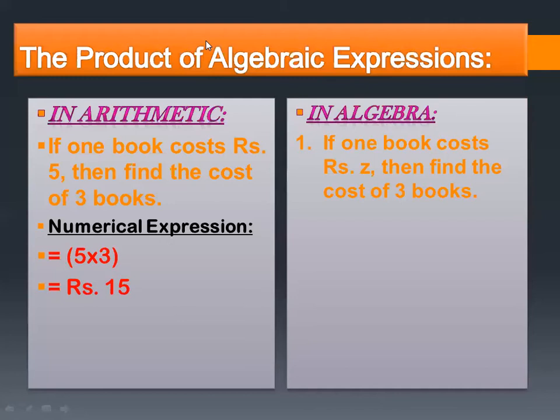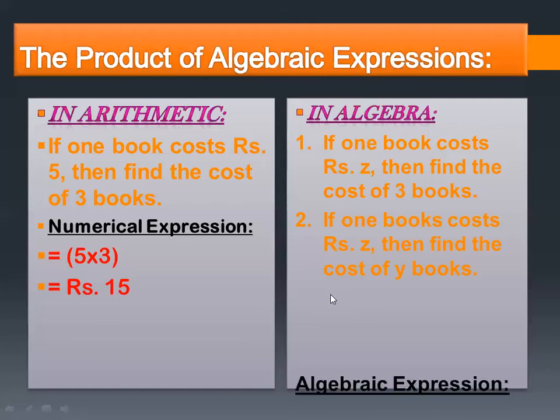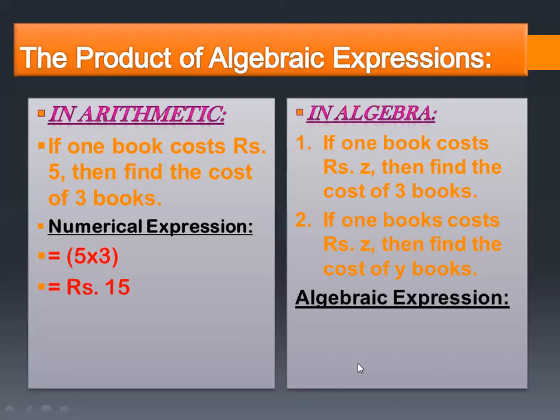But in algebra, I'm going to explain it with two examples. Just suppose here you have, in example one, the cost of one book is rupees Z, then find the cost of three books. So you have to find the cost of three books. In example number two, one book costs rupees Z, then find the cost of Y books. So the number of books here is Y, and the cost price is rupees Z.